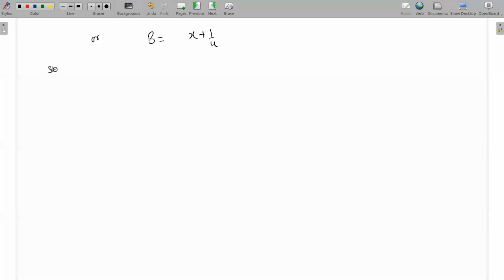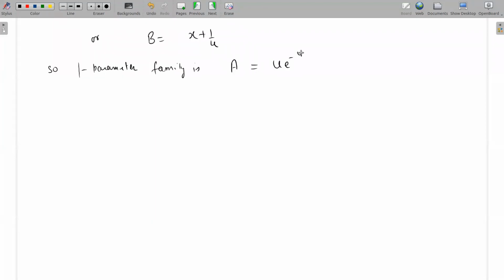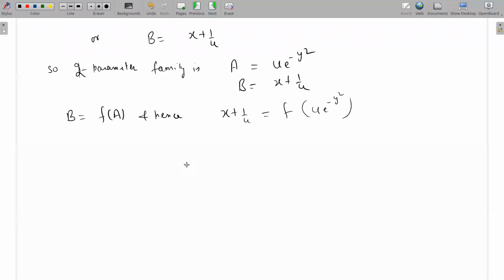So one parameter family is a equal to u e power minus y square and b equal to, so this is, sorry, two parameter family, and you can specify b as a function of a to write one parameter family, and hence, in that way you can express the solution.